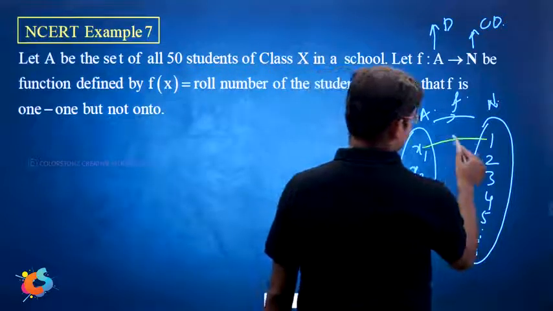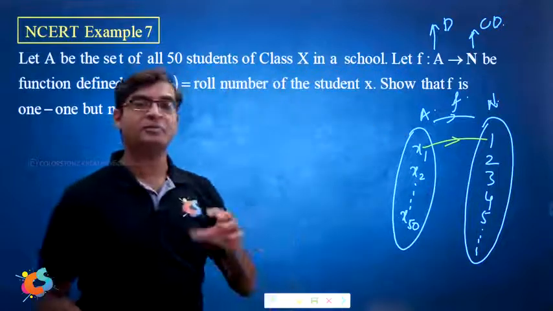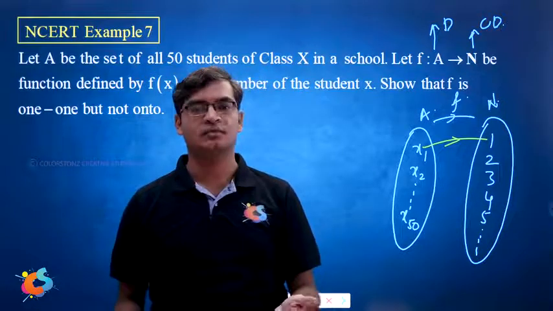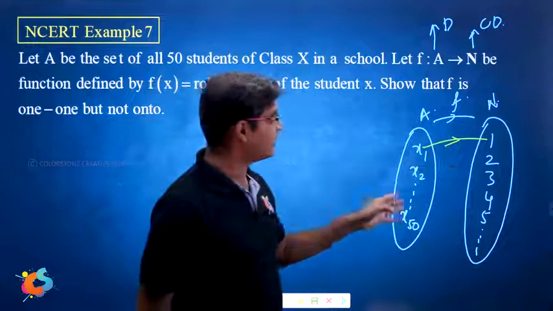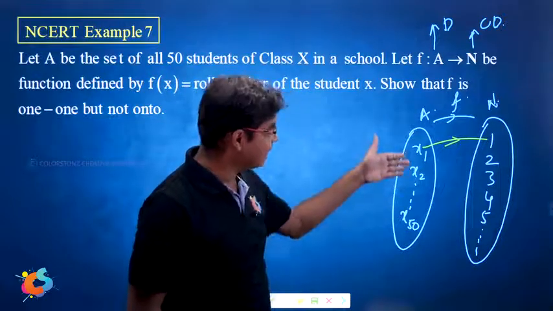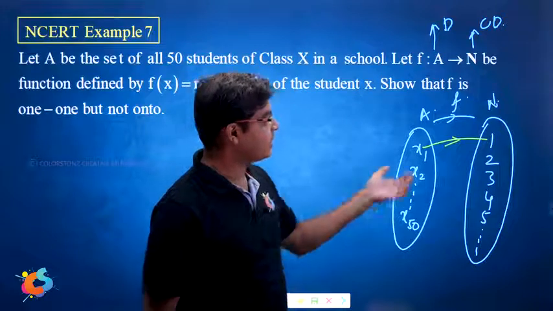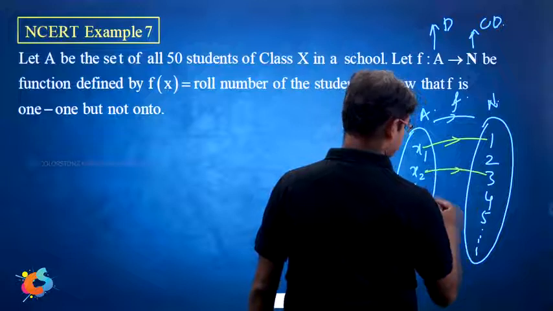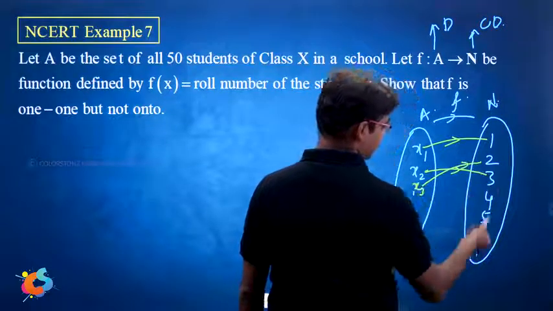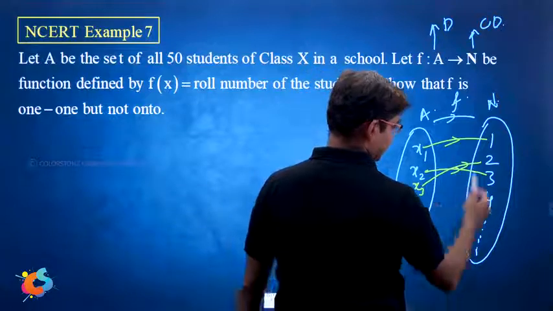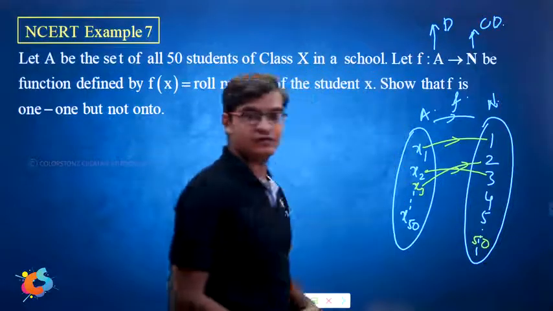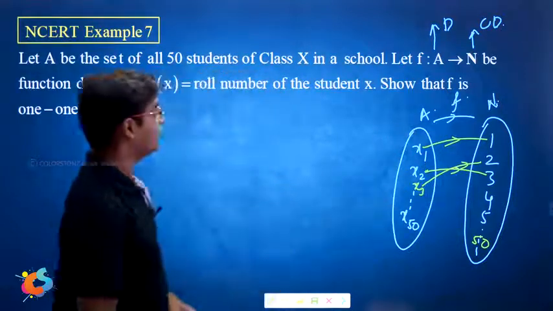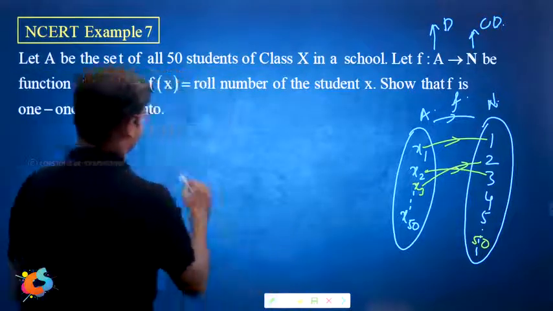So we have to prove that it is a one-one function but not onto. Let us say, for example, x1 has roll number 1. One roll number is given to one person, isn't it? That is what a roll number is. So if x1 has roll number 1, any other student cannot have roll number 1. So x2 will have something else. Let us say x2 has 3, x3 has, let us say, 2, and so on. Ultimately, roll numbers 1 to 50 are given corresponding to 50 students. So it will be a one-one function. Why will it be a one-one function?